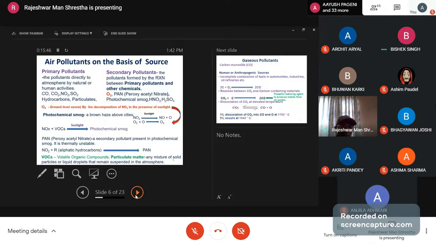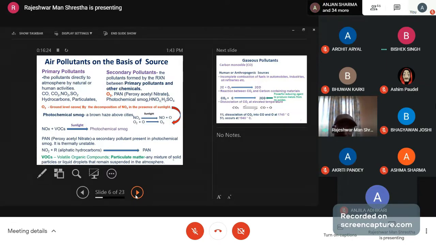And next is the secondary pollutant. A secondary pollutant is different from primary pollutants: it is formed by a chemical reaction between primary pollutants and other chemicals. In this way, primary pollutants react with other chemicals within the air and form secondary pollutants. For example, ozone. Ozone is present in two layers of the atmosphere, lower and upper. The ozone present in the upper atmosphere is good, but ozone present in the lower atmosphere is bad. That is called ground level ozone.